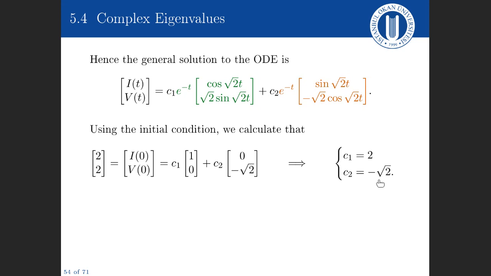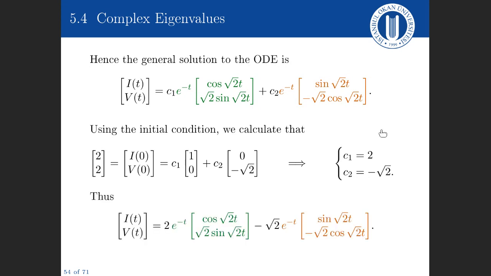This is easy to solve. Straight away, we can see that we must have C1 is 2 and C2 is minus root 2. So we can write down the answer to this problem. 2 e to the power minus t, cos root 2t, root 2 sine root 2t, minus root 2 e to the power minus t, sine root 2t, minus root 2, cos root 2t.